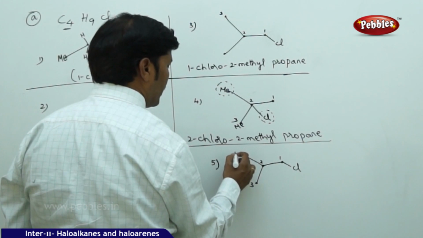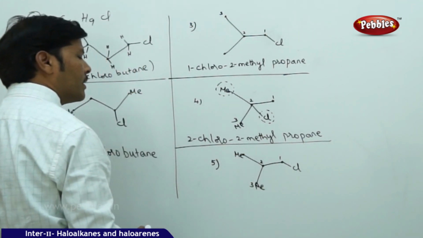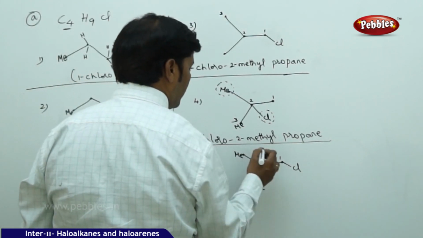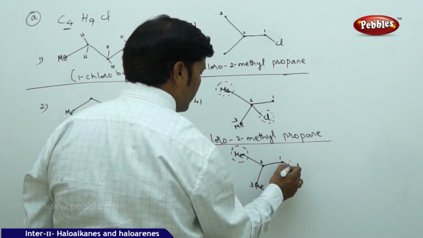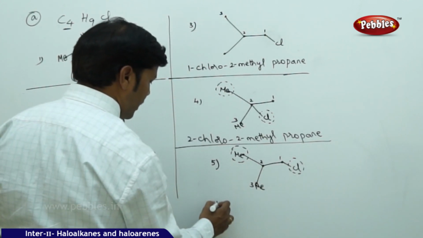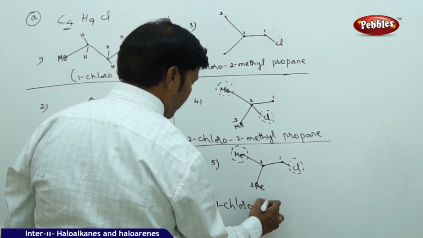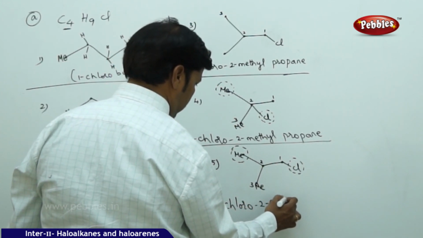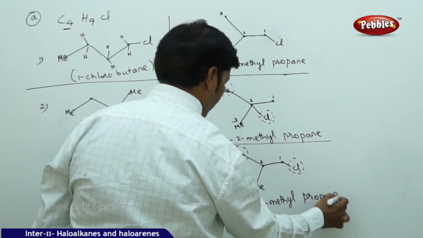Here you can just take this as 1, 2 and 3. So this is methyl group and this is also methyl group. So you can just take this as, if this is the longest chain, then this is going to become the substituent. This is also substituent. So I can just take this as 1-chloro-2-methylpropane. This is the IUPAC name.